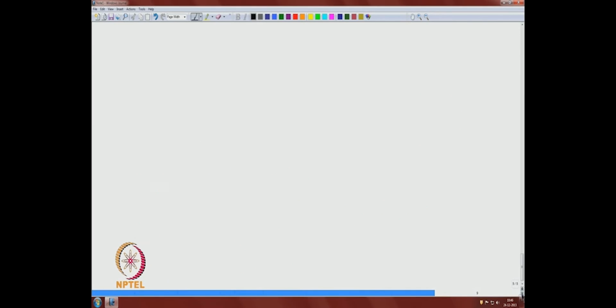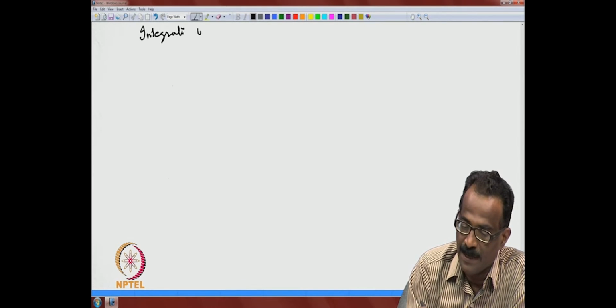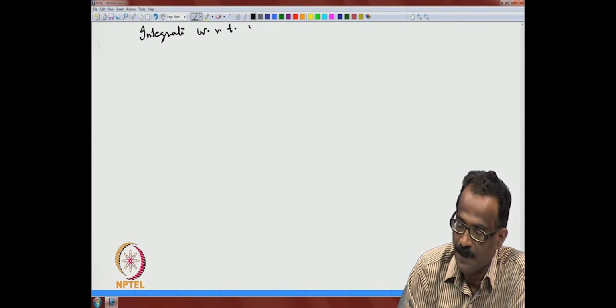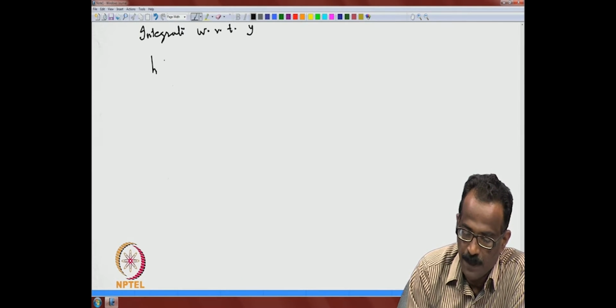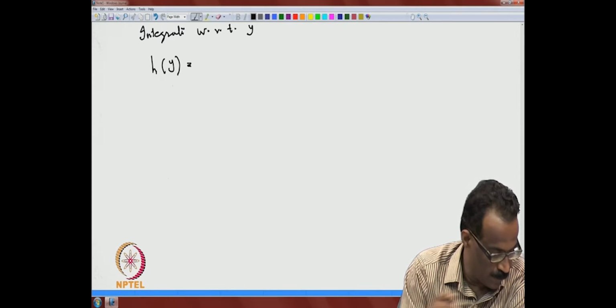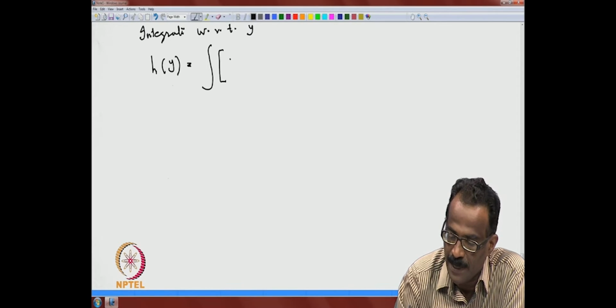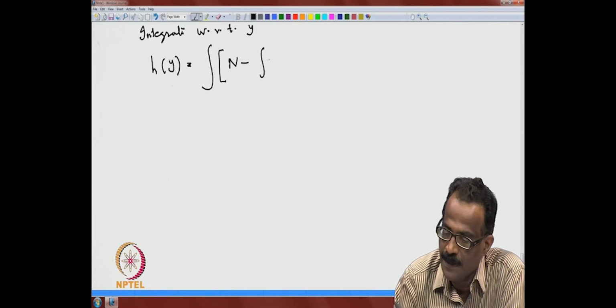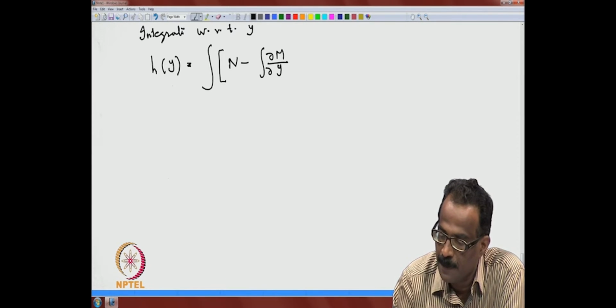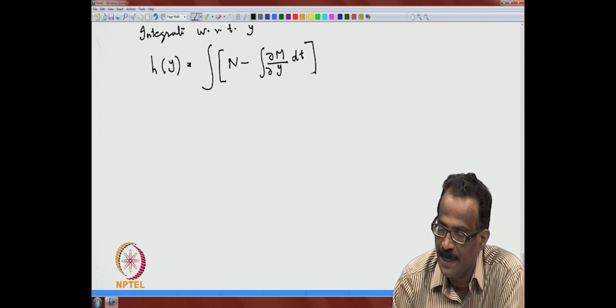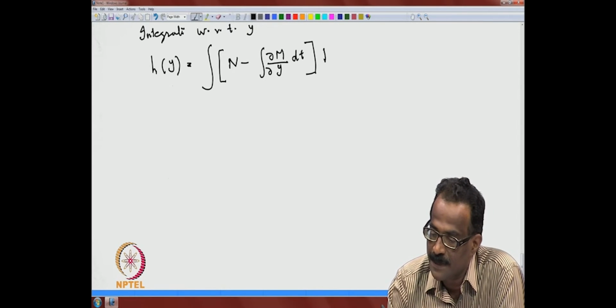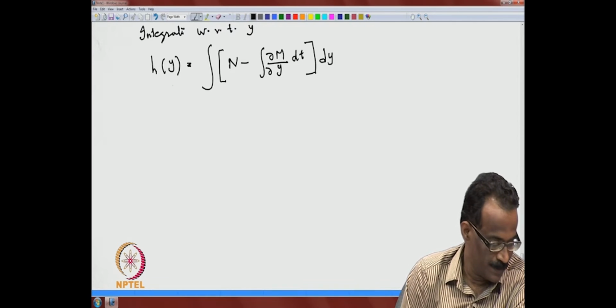Okay. So, integrate, again it is an integral calculus problem. Integrate with respect to y, you will get h of y is equal to integral of n minus integral of dm by dy, integrated with respect to t, and then this integration is with respect to y. So, you have that one.